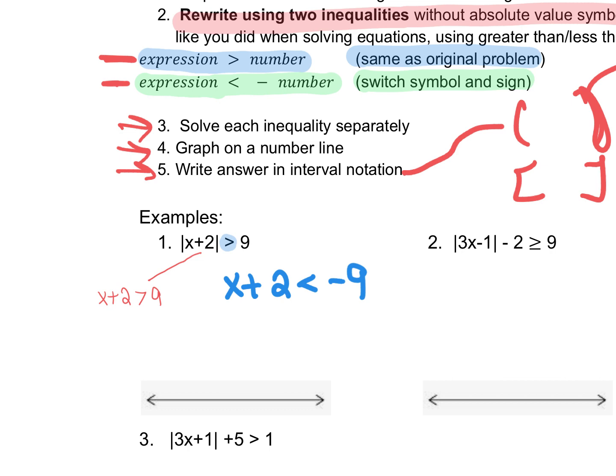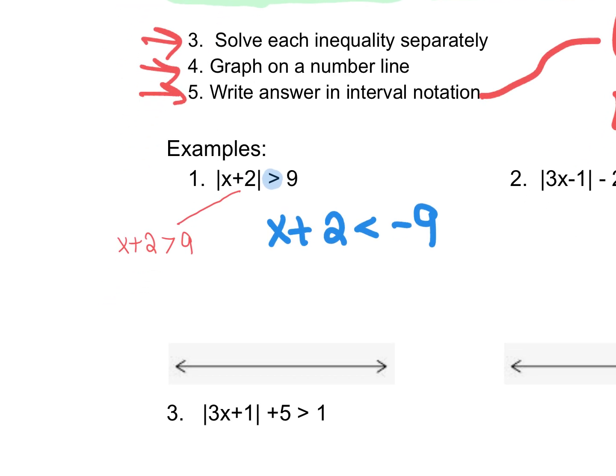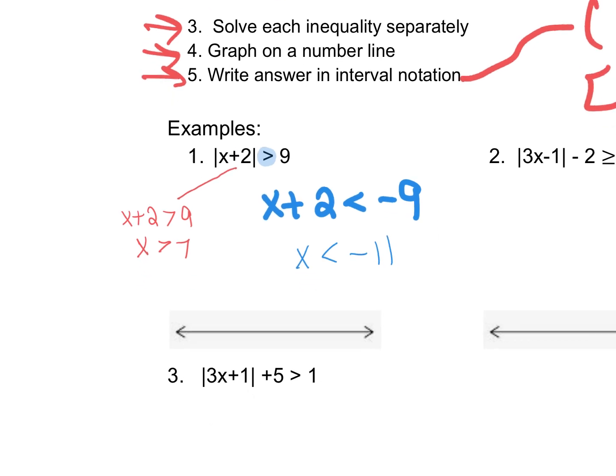When we're done, on the left, if I subtract 2, I'm going to have x is greater than 7. And on this one over here, if I subtract 2, I'm going to have x is less than -11. So then we've solved it. Here's one inequality, here's the other inequality.